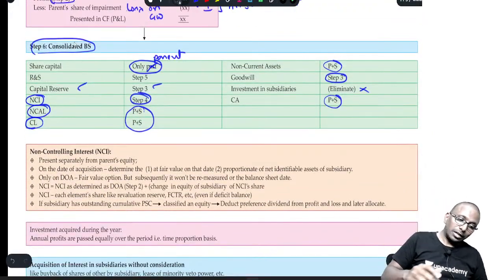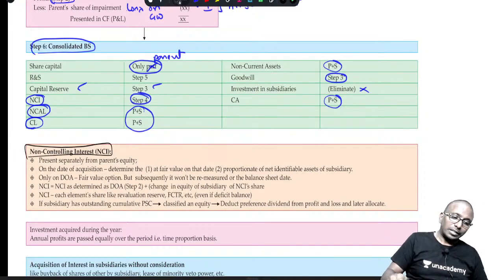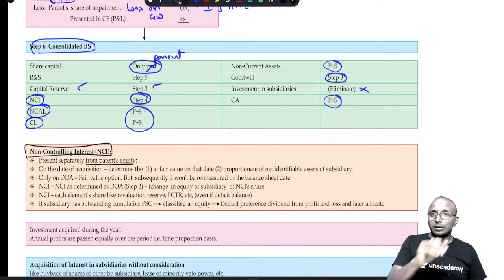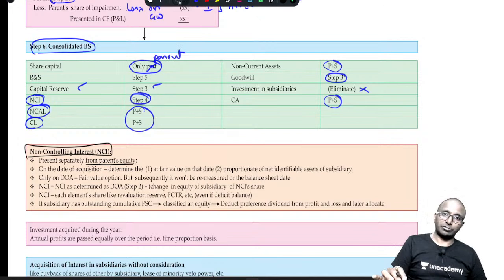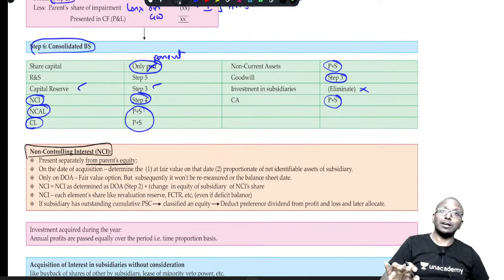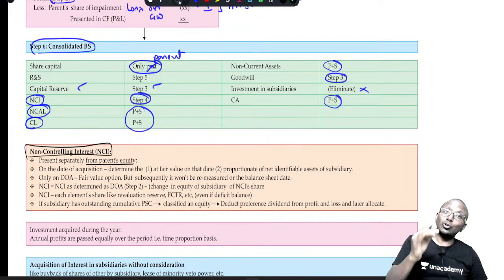Next, some more information related to NCI. It is presented separately from the parent's equity. I told you it's part of equity: first the parent's equity will come, then we add NCI, and then we say it is total equity. We are not showing it as a liability because we are in no way liable to anybody as on 31st March. That's the reason we present it as part and parcel of equity. We are strictly going by the definitions.